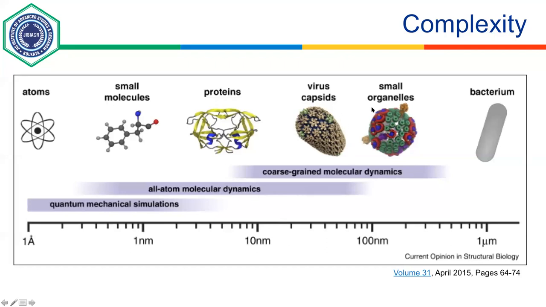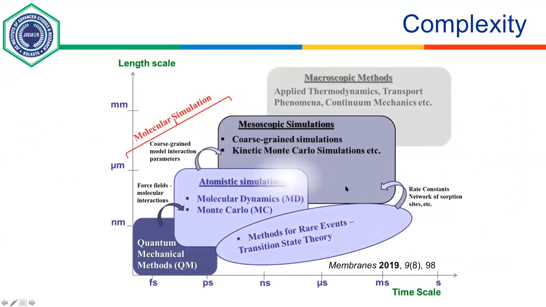If you ask me to work with virus capsids, this kind of organelle, or say coronavirus, I cannot use all atom simulation because it will take forever. So I have to compromise to some extent. I should opt for coarse grain molecular dynamics simulation, which is low resolution, but it can serve my purpose. And for bacterium, yes, I don't know. So depending upon the needs or the system complexity, we should change the simulation technique.